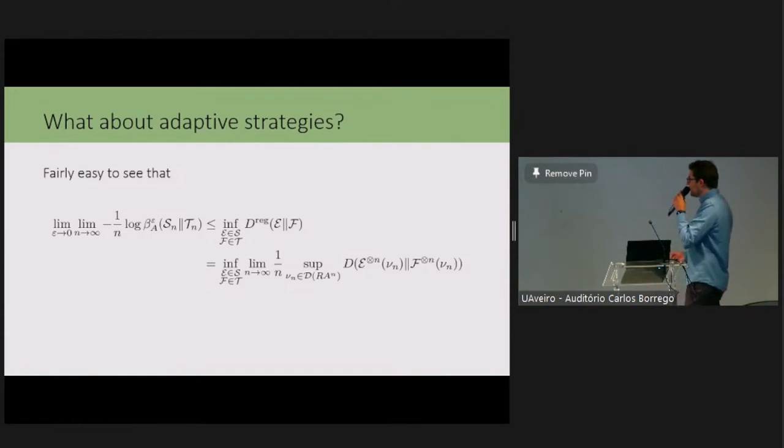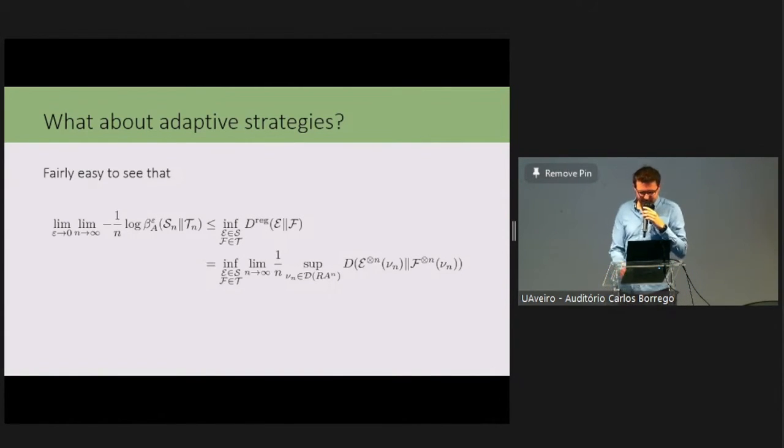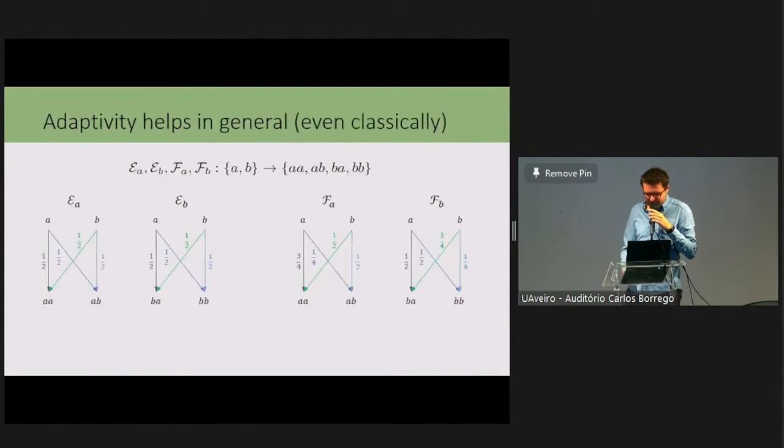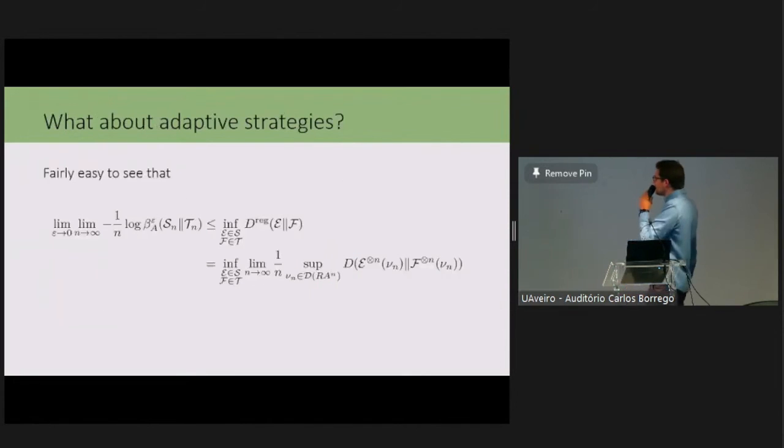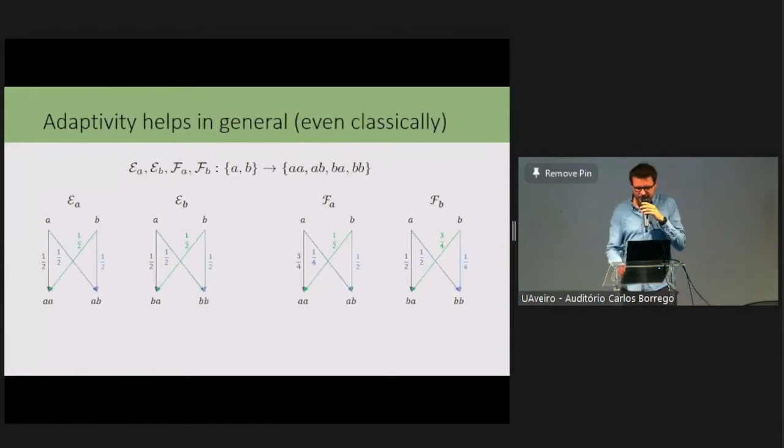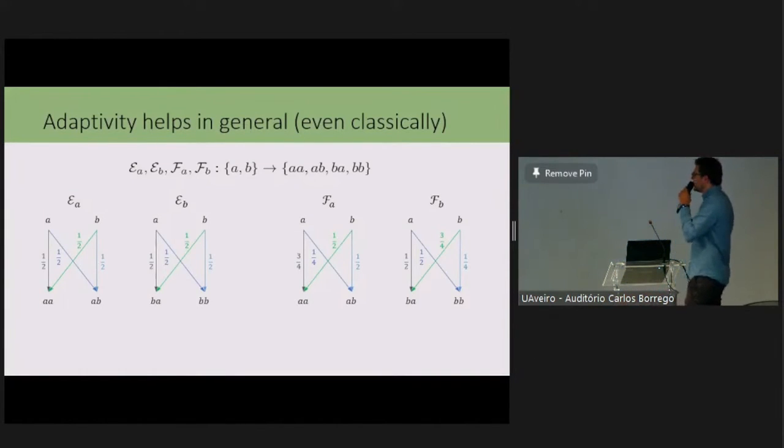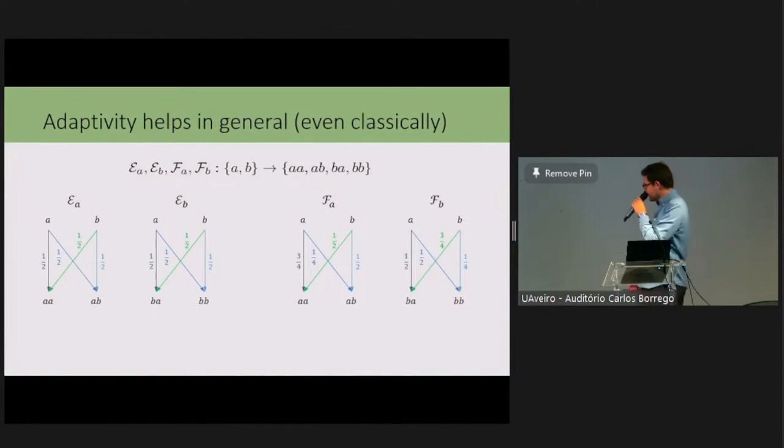And this gives you this inequality, which is a nice upper bound, but we know it's not tight, and we also don't really know how it compares to the thing we previously had in the parallel case. So originally we thought maybe we can use some cool tricks, but what you know about relative entropies, we show that adaptive and parallel are equal, but it turns out they're not. So in the composite setting, adaptivity helps in general, even classically, and it's very nicely illustrated, I think, by this cute example, which is a classical example.